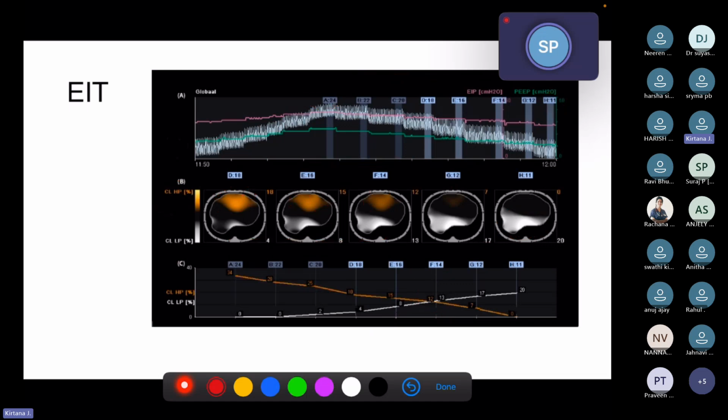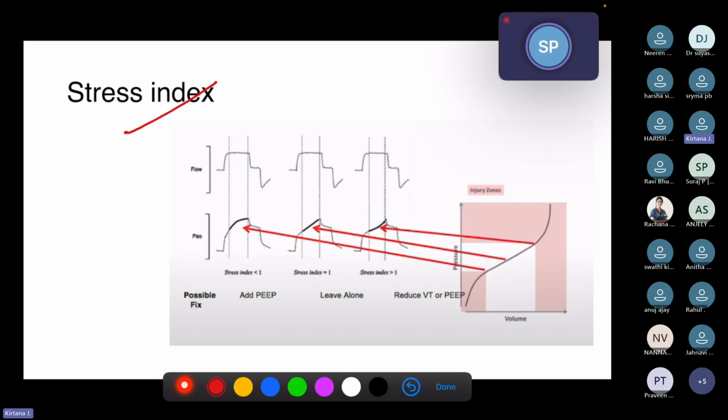The last concept of setting our optimal PEEP is the stress index. So the stress index is again very simple.